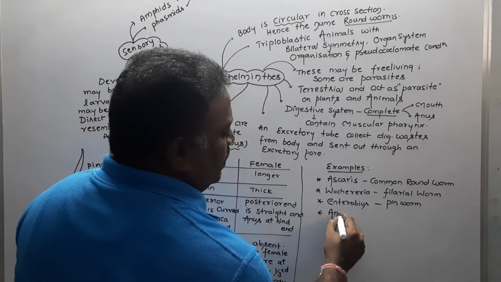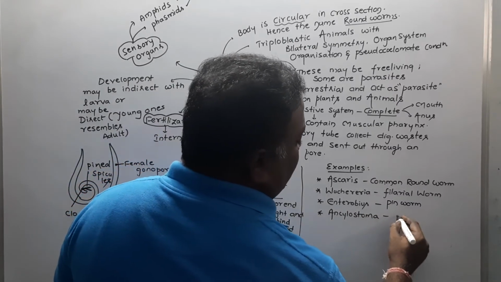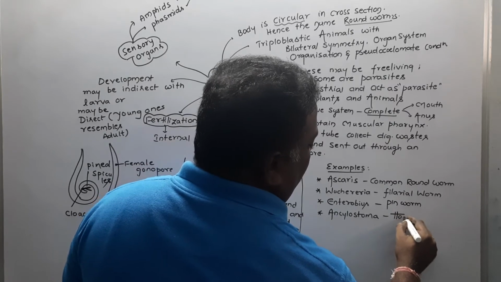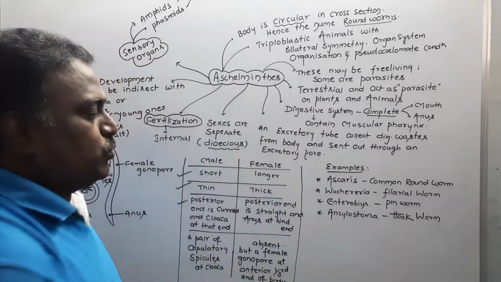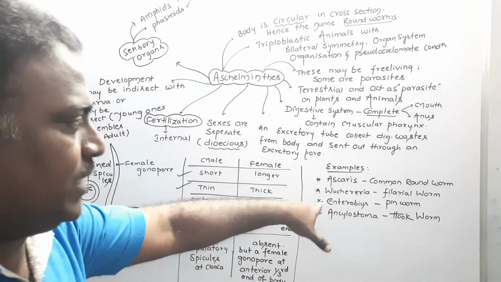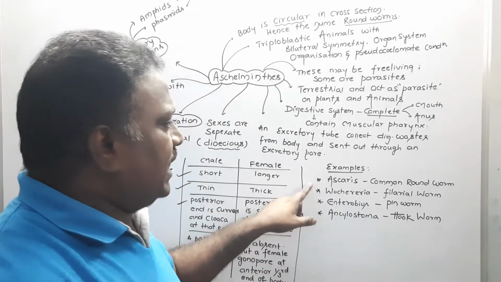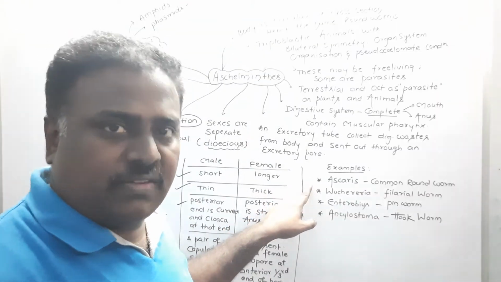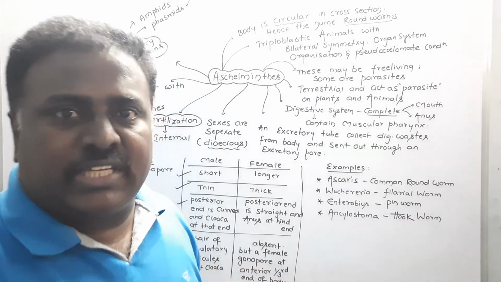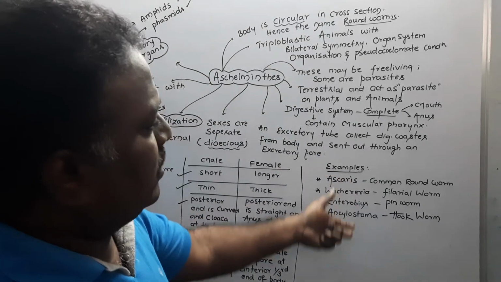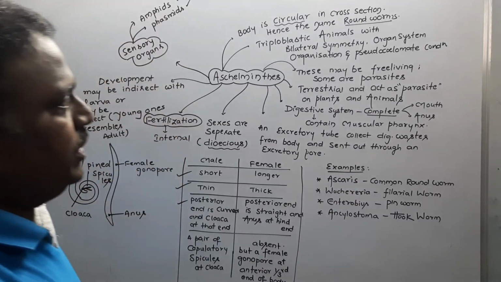Ancylostoma duodenale is nothing but the hookworm. These are parasitic worms present inside the body, endoparasites of humans. Ascaris lives in the small intestine of man, Wuchereria lives in the lymph vessels of man, and Ancylostoma lives in the duodenum. These are specialized for parasitism in the human host.